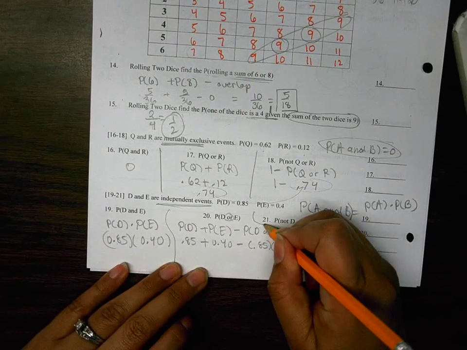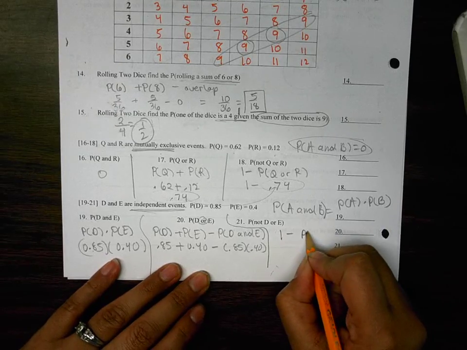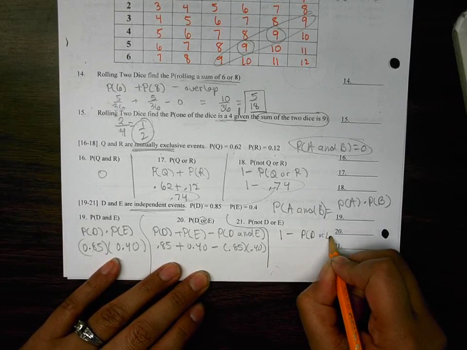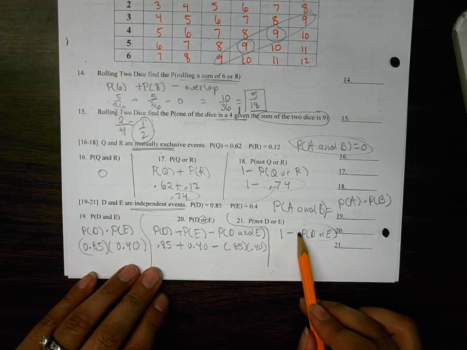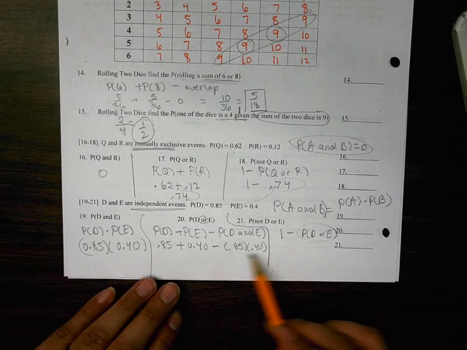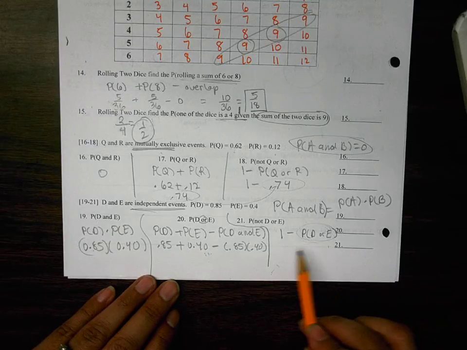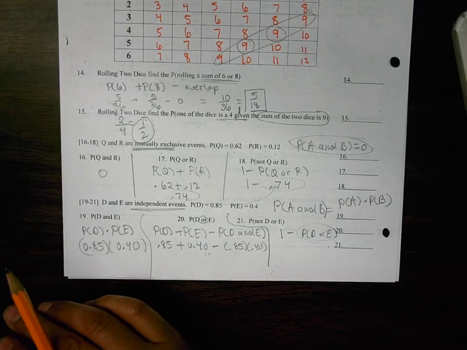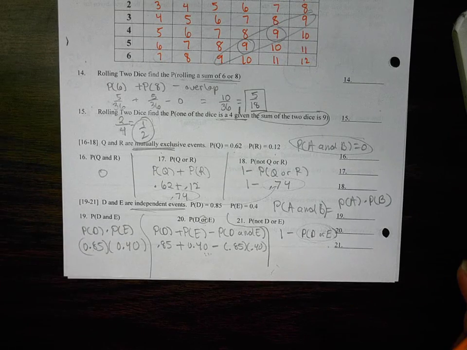Okay, not D or E, you do 1 minus probability of D or E. I didn't do it for you, but when did you do this piece here? What number did this come up on? So you would take your answer from number 20, D or E, and subtract it from 1. Questions? All right, I'm going to flip this page. Everyone has it down.